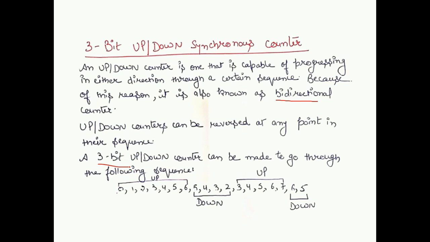With the help of these up-down counters, we can count and we can change the sequence in between as well. For example, you can see it over here, example 0, 1, 2, 3, 4, 5, 6. This is in the upward direction, and then we have created it as a down counter 5, 4, 3, 2, then again up counter, then again down counter. So we can change the upward direction or the downward direction in between the sequence as well.